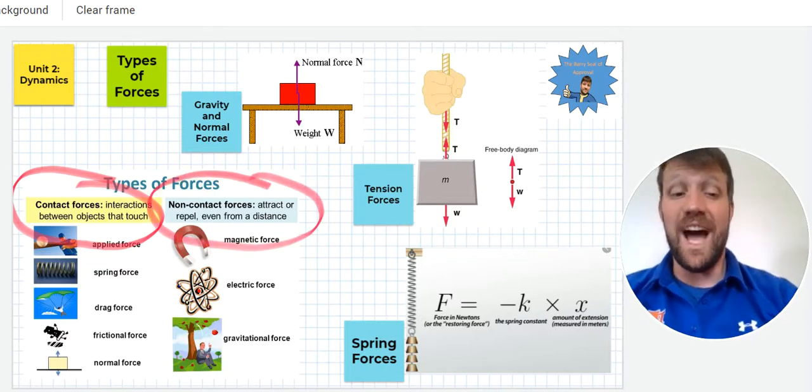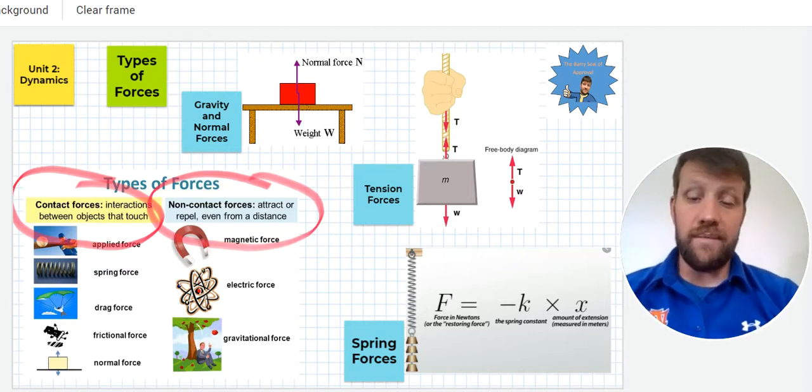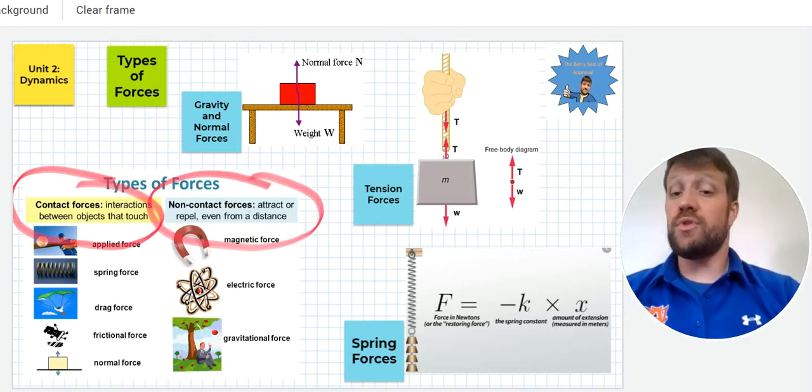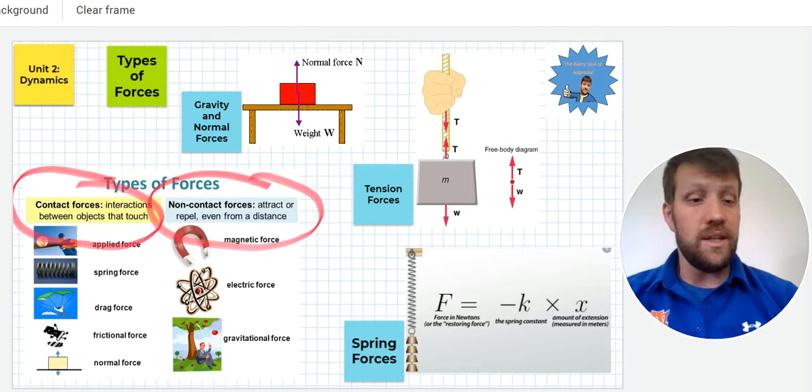A non-contact force does not require an actual touch for the interaction to happen. Some examples there: magnetic force, electric force, the gravitational force, all of these very important, but you see some examples of both. The most common is going to be contact forces, although we say that as far as what we'll look at in physics, the most common really is happening all around you right now is gravity, which is a non-contact force. And so to look at a couple specific examples of these, we're going to move right to gravity right away.